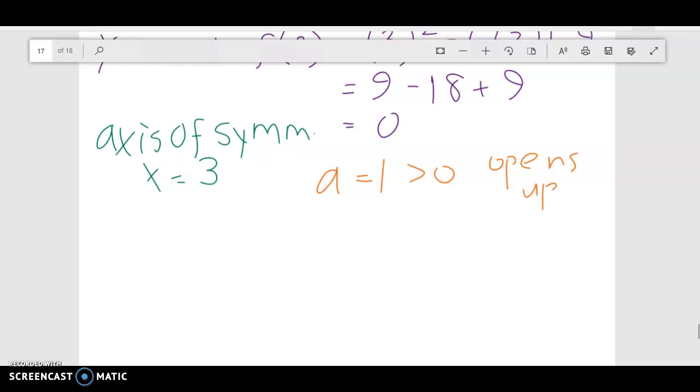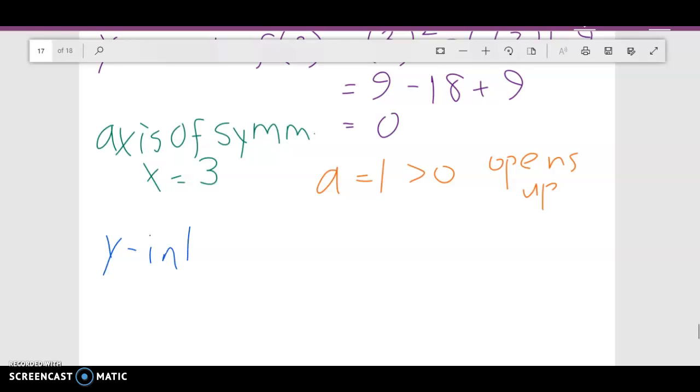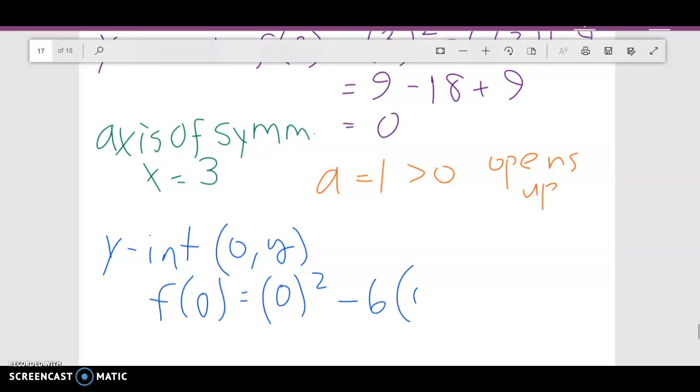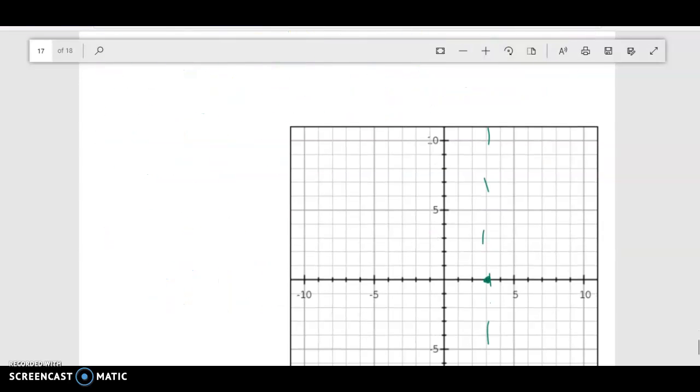Let's see. We can get our y-intercept. So for the y-intercept, I can do 0 in place of x. Okay, so my y-intercept is going to be the function evaluated at 0, so 0 squared minus 6 times 0 plus 9. All right, 0 squared is 0, minus 6 times 0, that's minus 0, plus 9 is 9. Okay, so my y-intercept is (0, 9). Okay, I can go ahead and plot that. (0, 9).